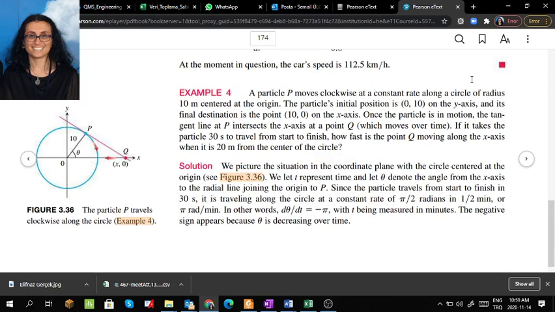Let's look at example 4. Example 4 is about a particle P that's moving. I want you to look at the picture in here. We have a circle here. The point P was at this point, (0, 10), and it's moving on the circle towards the right.